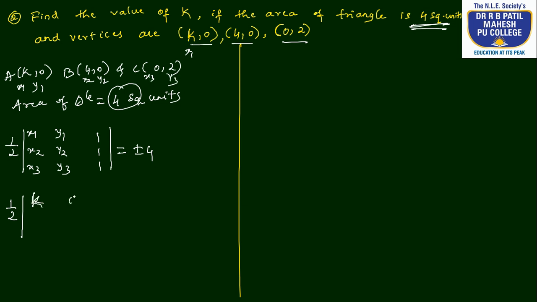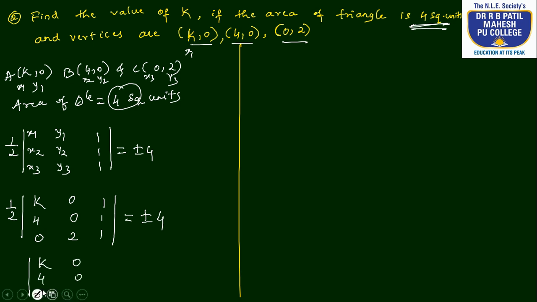I'll write this as k, 0, 4, 0 and then 0, 2. The third column is fixed. The third column is 1, 1, 1. And this is going to be plus or minus 4. Students, take one small step here. The 2, you send it to the right hand side so that it becomes simple, like k, 0, 4, 0 and then 0, 2 is equal to, if you take that 2 to the right hand side, plus or minus 8.